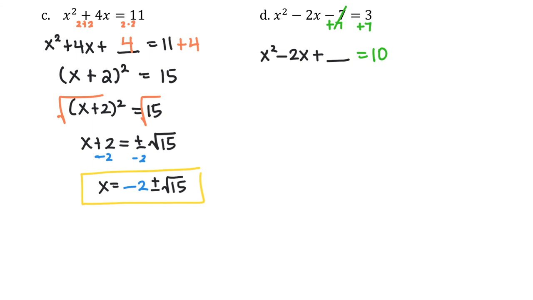Say 2 divided by 2 is 1. 1 times 1 means I'm going to add 1 to complete the square. If I add it to the left, I add it to the right. Okay, let me factor this into a binomial square. X, 1 times 1 is 1, and since it's negative 2x, it must be minus 1. 10 plus 1 is 11. Okay, now I can solve it using square root.